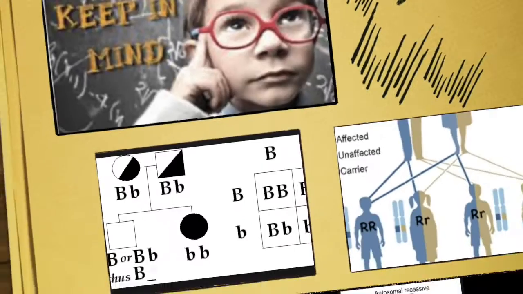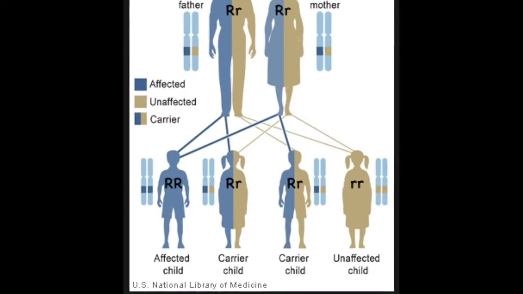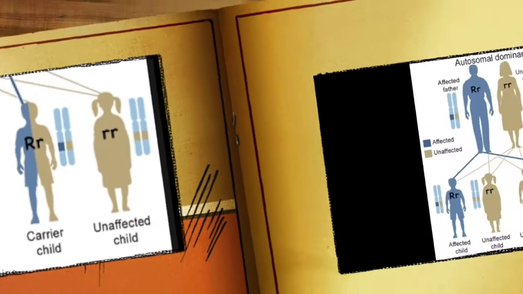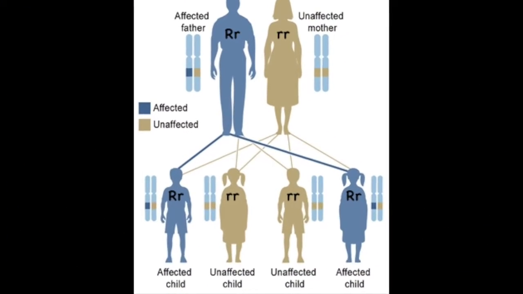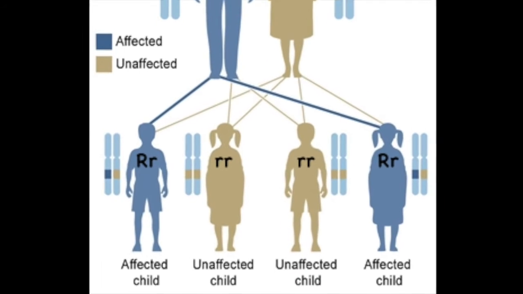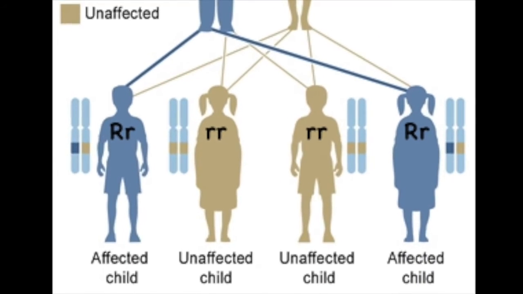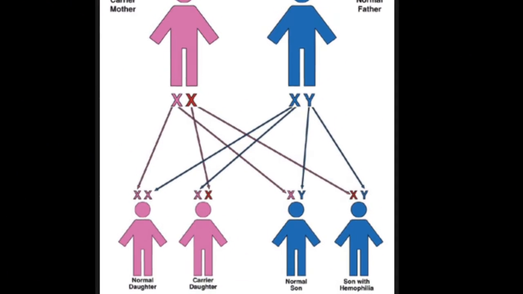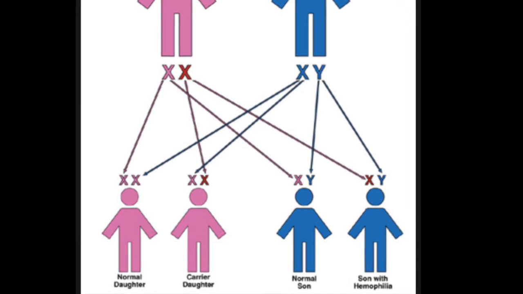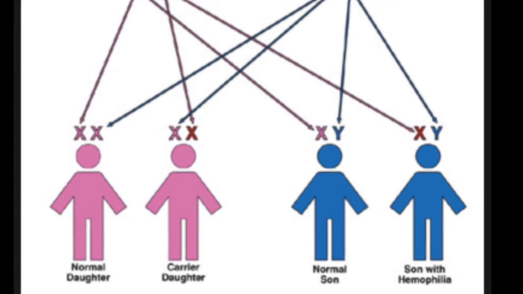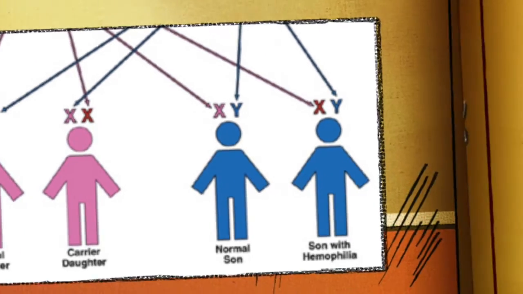Some points to keep in mind when analyzing a pedigree are, with autosomal recessive inheritance, all affected individuals will be homozygous recessive. With dominant inheritance, all affected individuals will have at least 1 dominant allele. They will either be homozygous dominant or heterozygous. And with sex-linked inheritance, more males, XY, than females, XX, usually have the trait. Sex-linked inheritance is usually recessive.